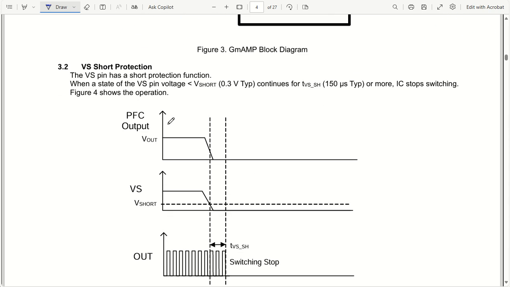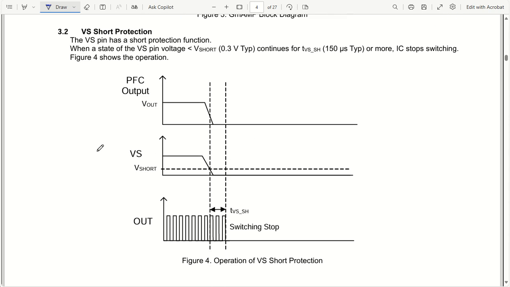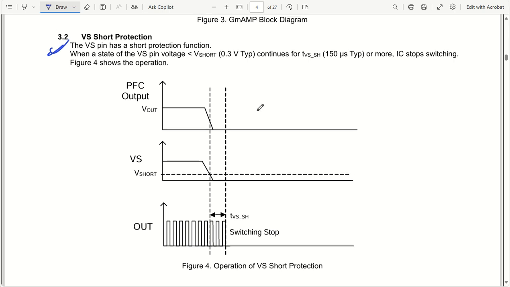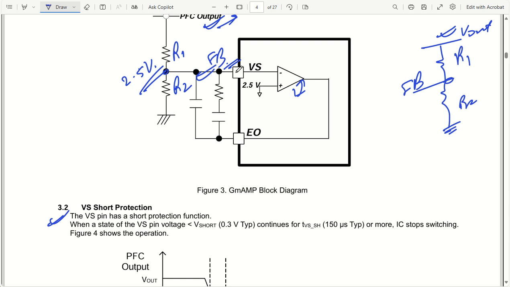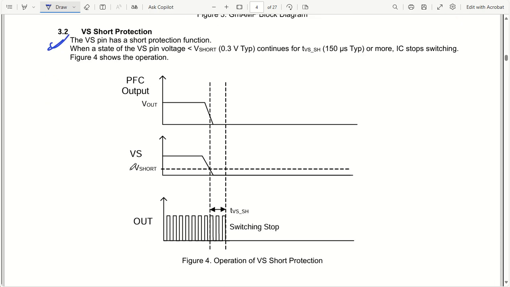Coming back to VS short protection. What is happening is, the VS pin, nothing but the feedback pin, just now we talked about this VS pin. So let us say the PFC output is going to go low. In that case it will be lower than, let us say, 0.3 volt, which is typical voltage, which is less, like V short. So at that point my switching output is there.